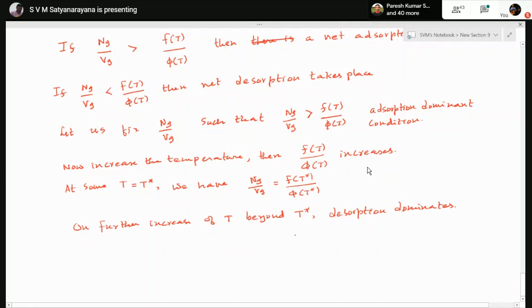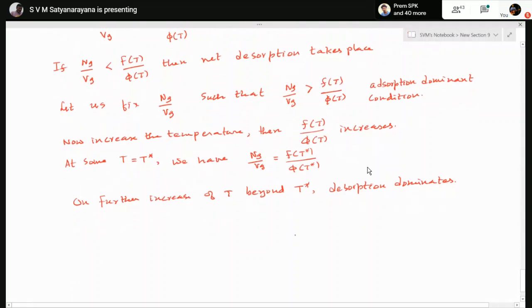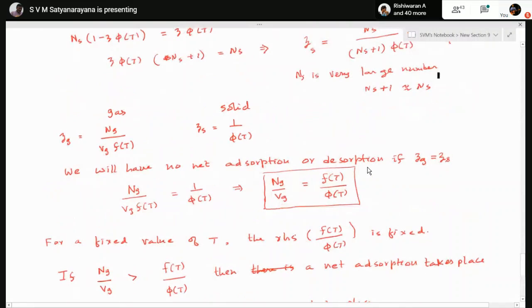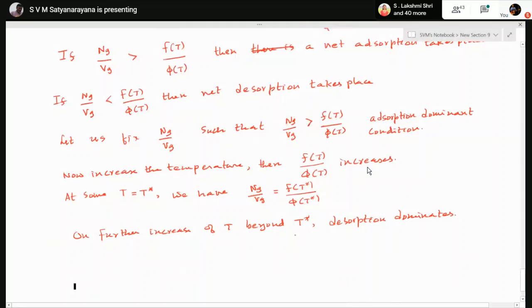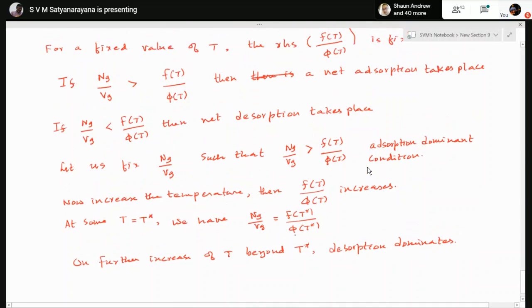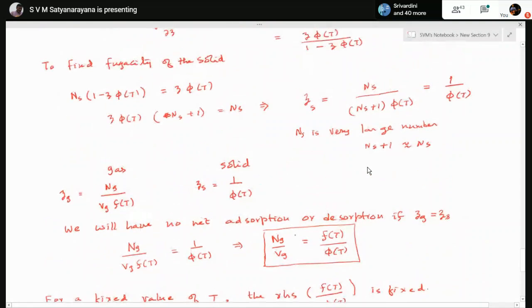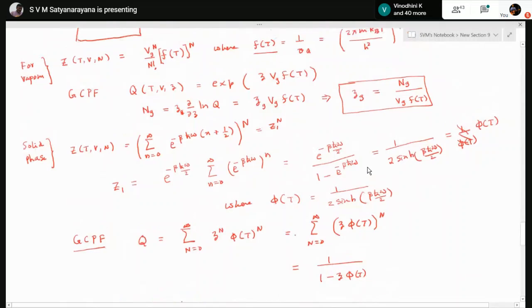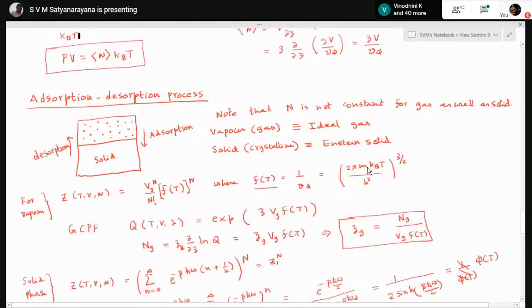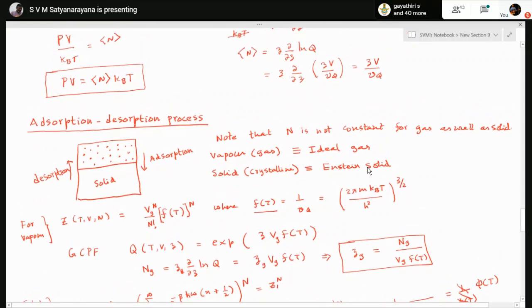So essentially, the idea is very simple. We are trying to establish some kind of no net absorption-desorption condition by simply equating the fugacities of the gas phase and the solid. This is a generic procedure, but we have used this simple problem because we can calculate things easily for it. The idea is very simple, but I think you will be surprised that we used this idea and published a paper in 2020 for one of the experiments done in our department.